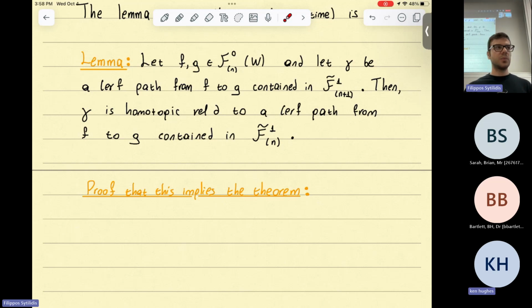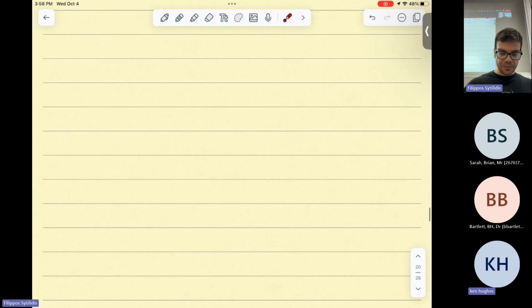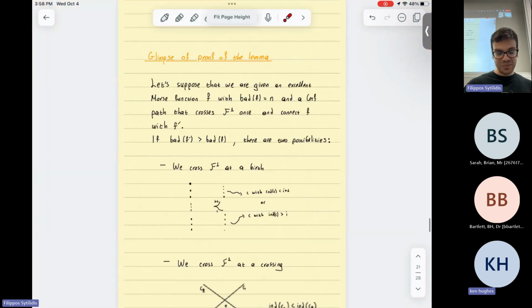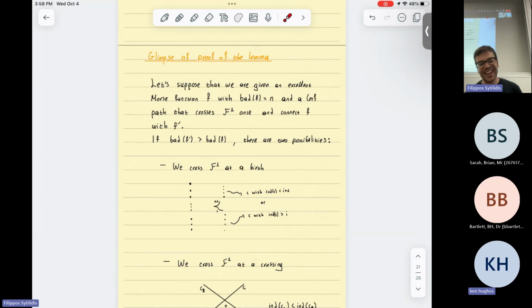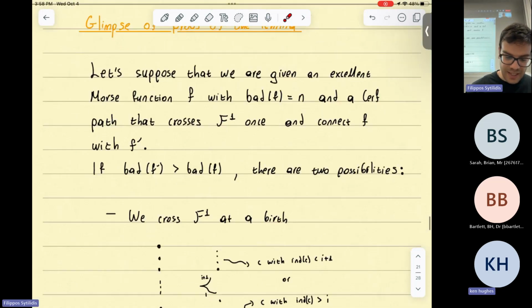Okay, so are we happy with that? Now, if we're still strong, I can give you a glimpse of the proof of the lemma. I can give you an overview of that. It's a really elegant argument. So it goes like this.